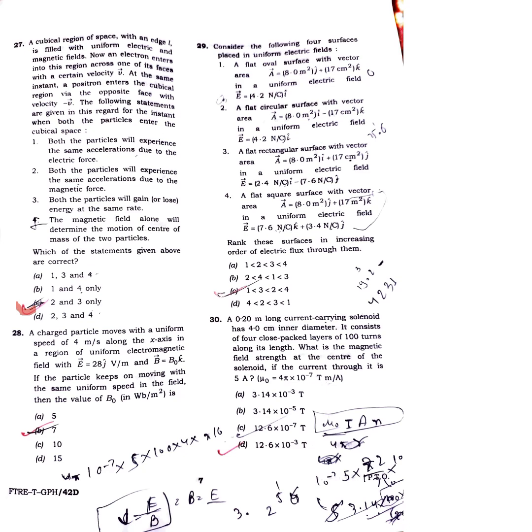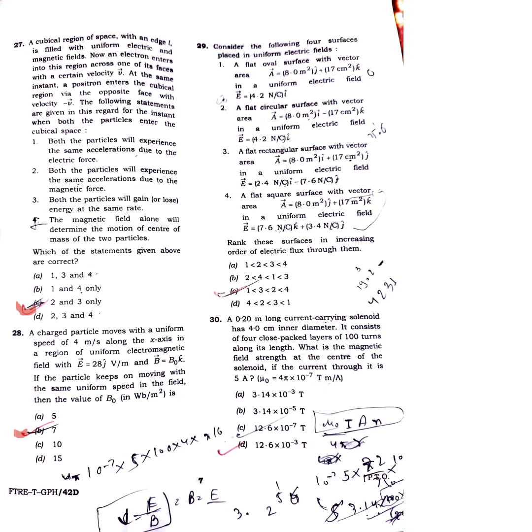20th question. A charged particle moves with a uniform speed of 4 meter per second along the x-axis in a region of uniform electromagnetic field, with the electric field equal to 28 in y direction volt per meter, and B is B naught k in z direction. If the particle keeps on moving with the same uniform speed in the field, then the value of B naught is 7 Weber per meter square.